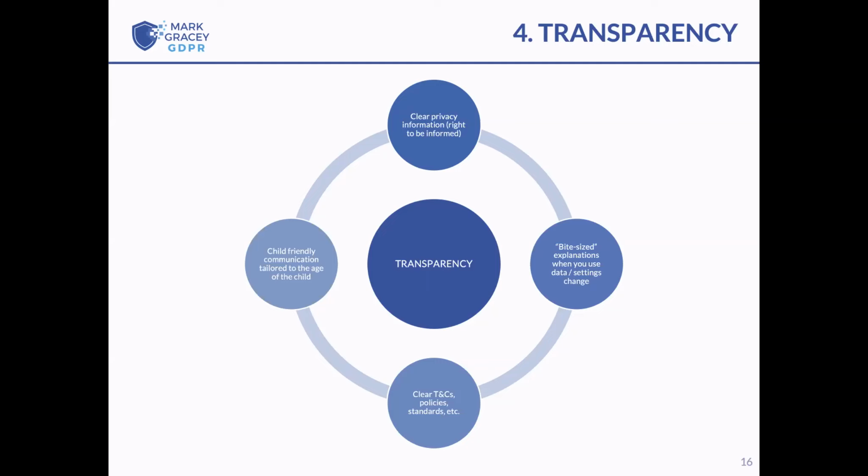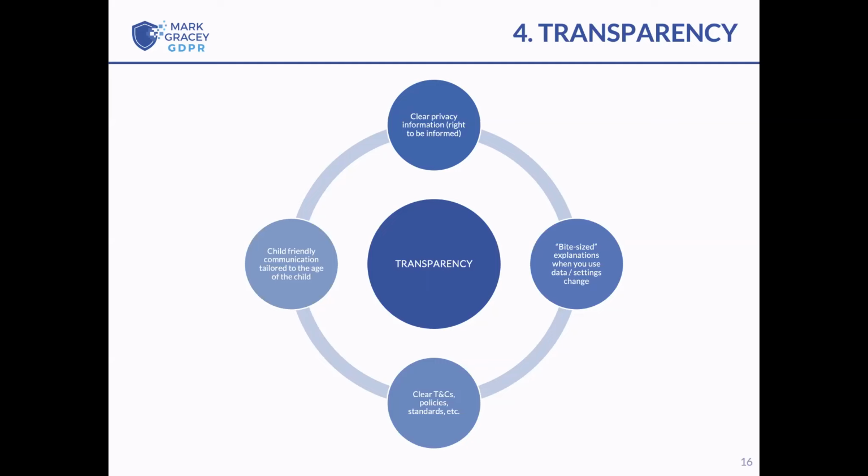Of course, one of the data protection principles is about processing data lawfully, fairly, and transparently. And that's all about being able to explain clear privacy information in a way that the child, or the age of the child, is likely to understand, providing, as it calls, bite-sized explanations when things change. If somebody's going to change a setting in your product's privacy settings, then you are expected to display an additional piece of information just to explain the implications of that.